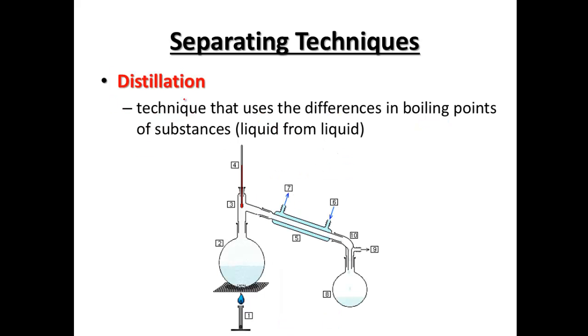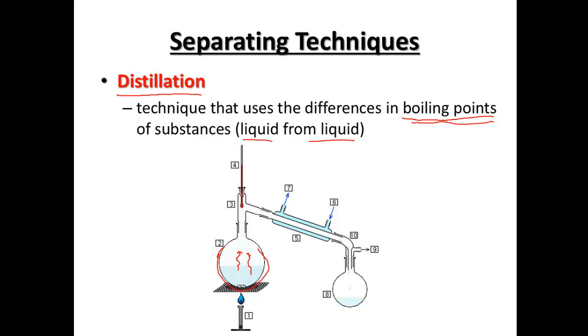Our second one is going to be distillation. Distillation is a technique that's used to separate by boiling points, and what we'd look at is a liquid from a liquid. An example of this would be our distillation apparatus. You're heating a material down here. As it heats, the substance that boils first will turn into a gas, and as it turns into a gas, it moves up.